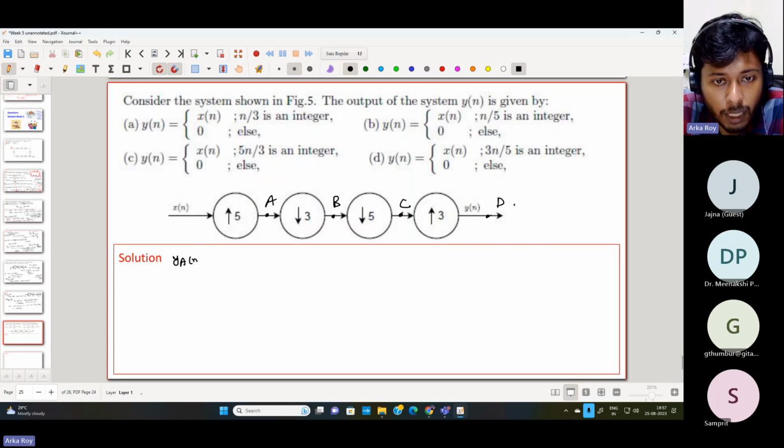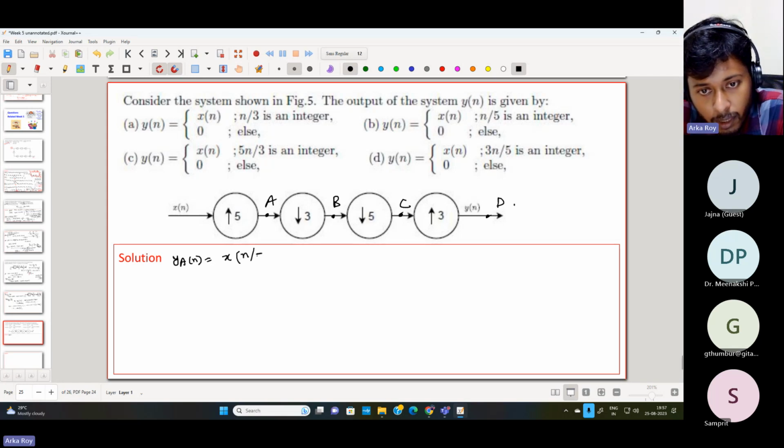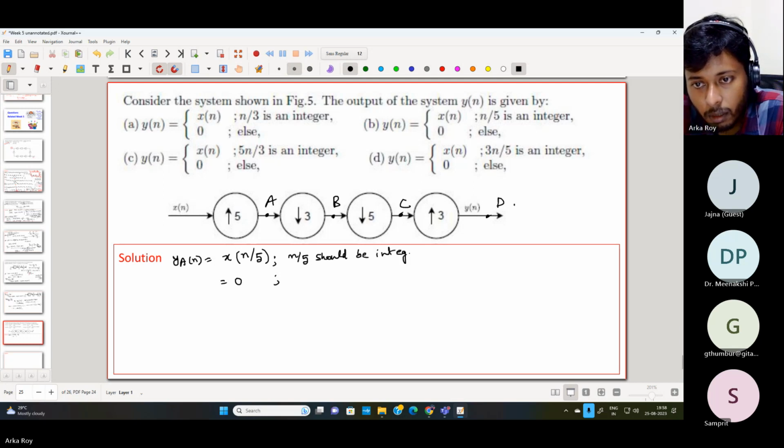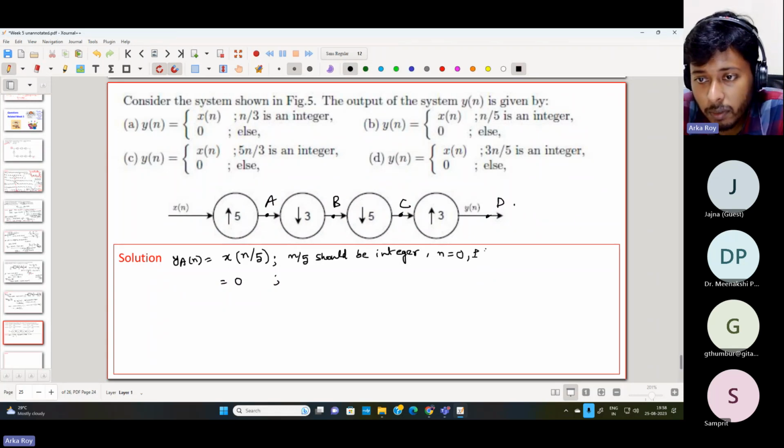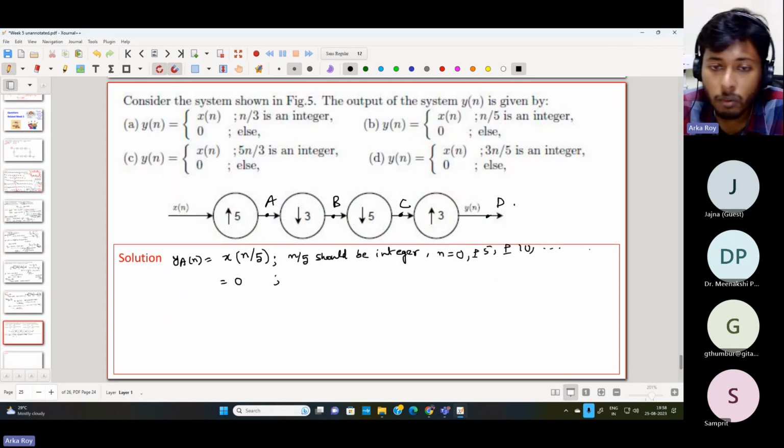So at ya of n, I am doing an upsampling operation. That means I will be injecting some zeros. Injecting some zeros means x of n divided by 5, and 0 elsewhere. Now I have to be very careful that n by 5 should be an integer. That means n should be 0, plus minus 5, plus minus 10, that means a multiple of 5. And this is basically the other places, elsewhere.